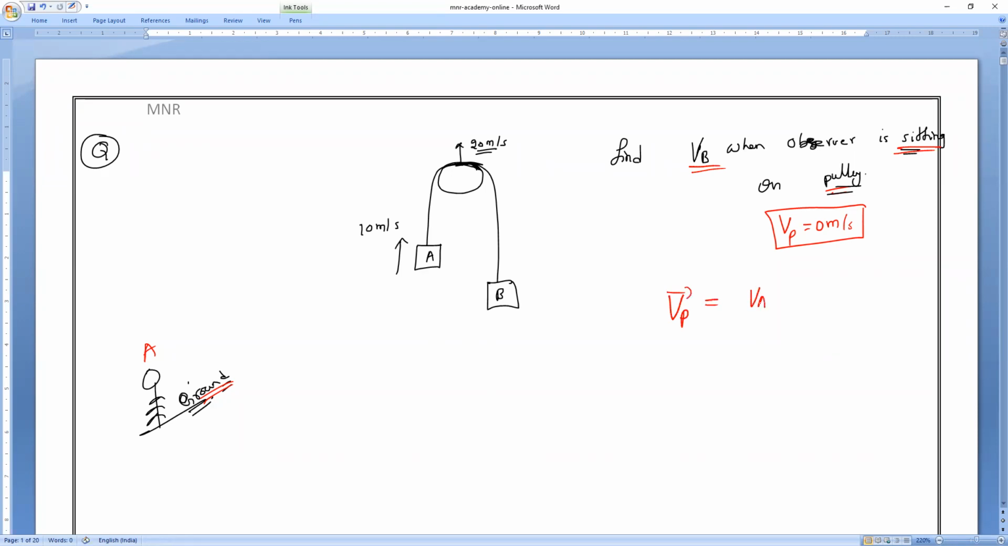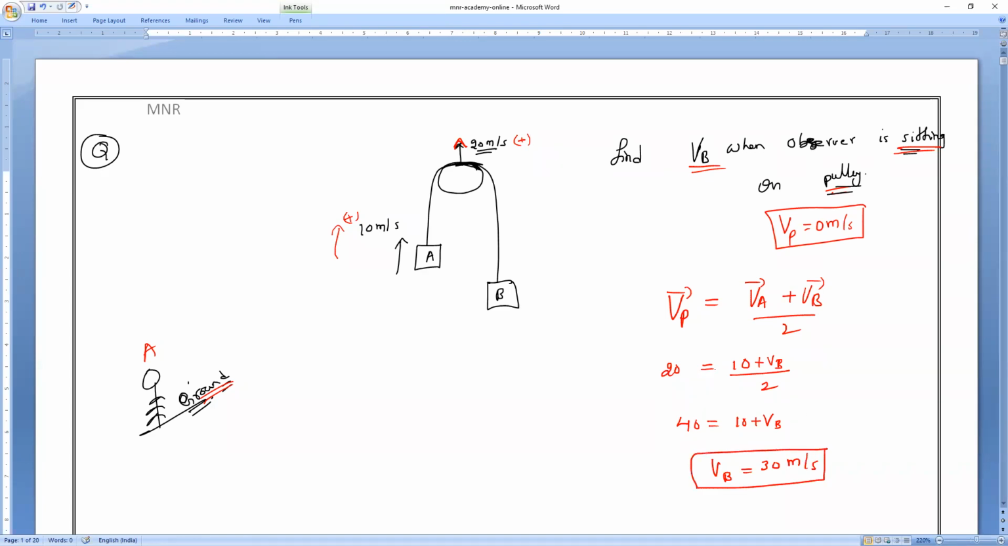So what is the formula? The shortcut formula I have told you: velocity of the pulley is equal to velocity of A plus velocity of B divided by what, guys? 2. The pulley is going in the upward direction. Going upward means positive or negative? Positive. So 20 is equal to, A body is also going upward, positive, so 10 plus VB divided by 2. So 40 is equal to 10 plus VB. So VB is equal to how much, guys? Plus 30 meter per second.